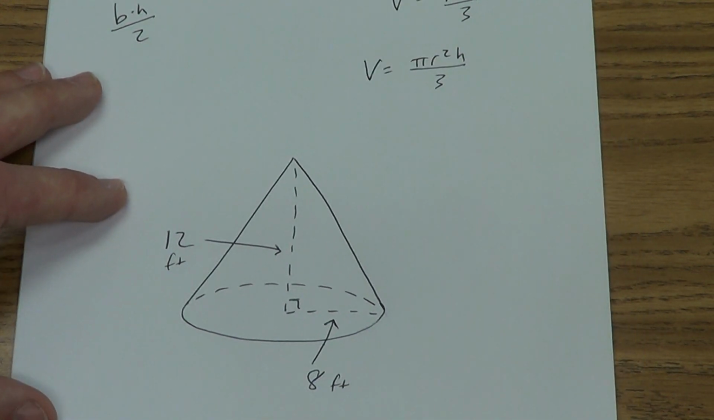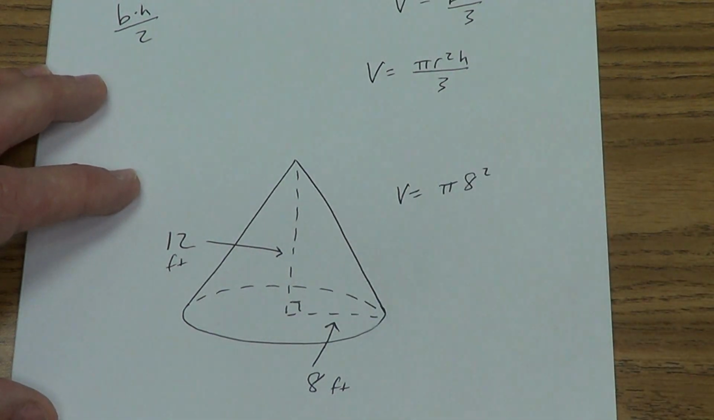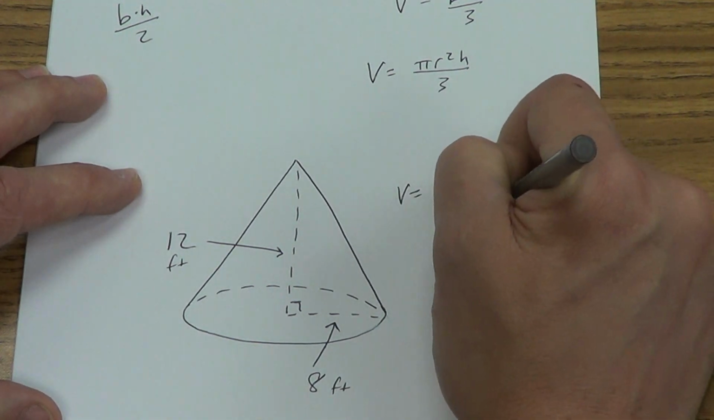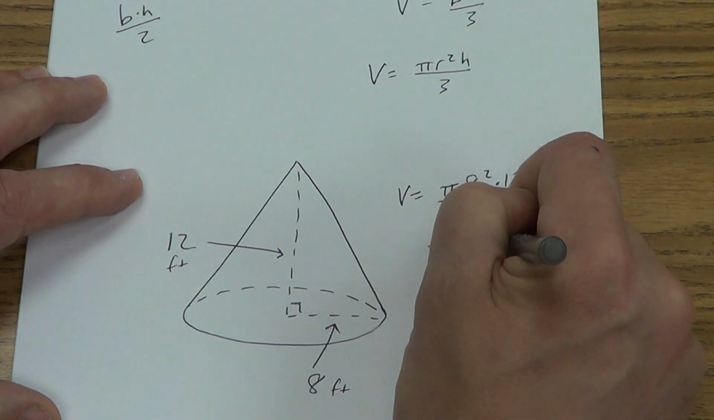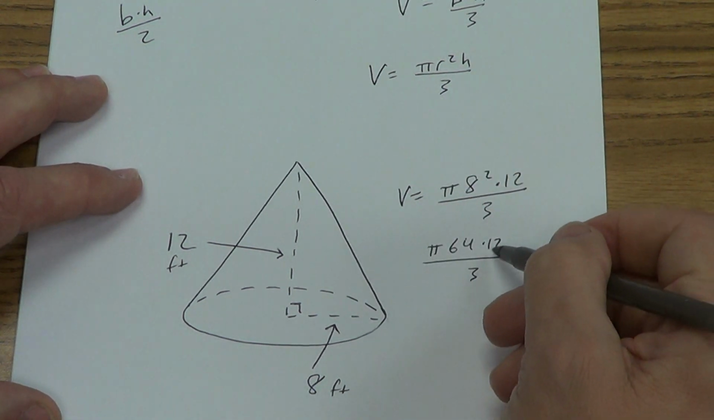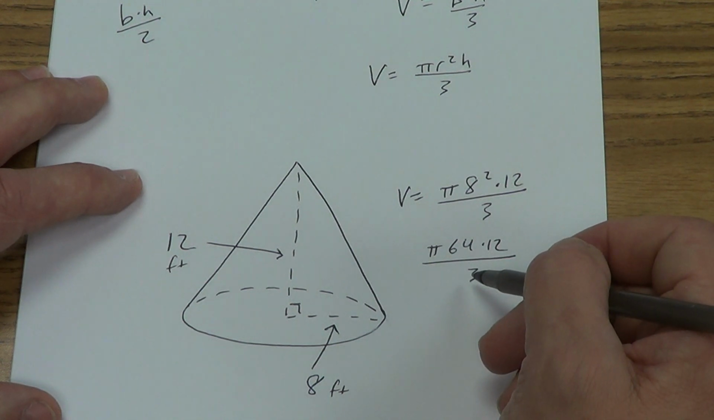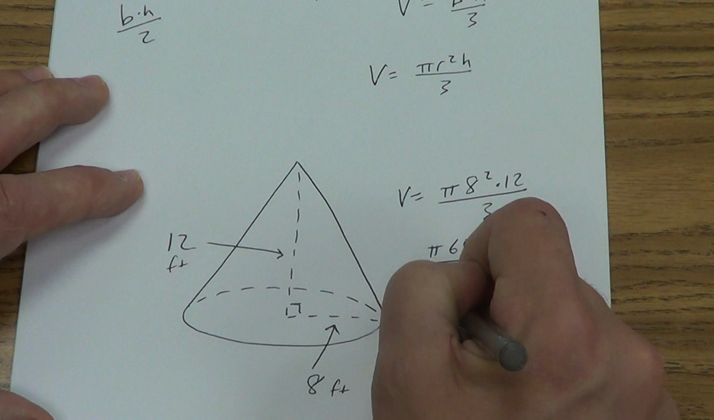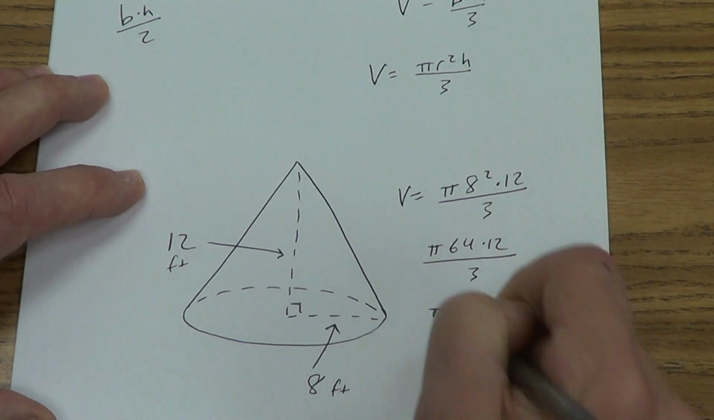So capital B times H over 3. Well, capital B is pi r squared, so pi r squared times my height, 12, all over 3. Pi times 64 times 12, all over 3. If you want to reduce the 12 and the 3 first, 4 and 1, you can. If you want to multiply first and then reduce at the end, you can. I'm going to go ahead and multiply first. So 64 times 12 is 768 over 3.